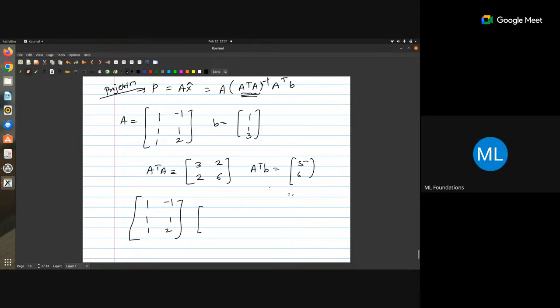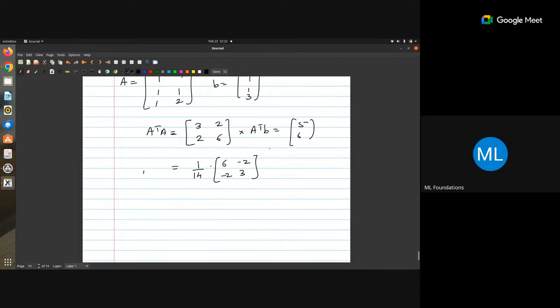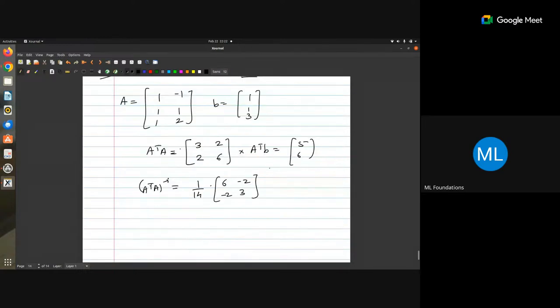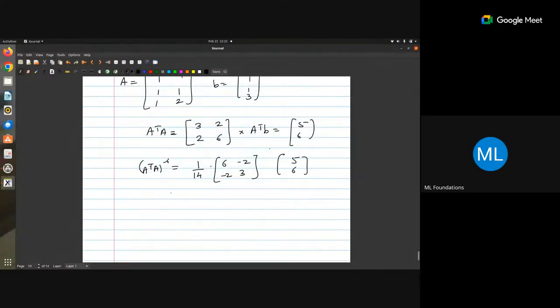So I'm just multiplying these two matrices. The first row into the first column is 15 plus 12, which is 27. Oh wait, we have to take the inverse first. Sorry. I'll do the inverse first. What is the determinant of it? 18 minus 4, 14. So 1/14, right? Times 6, -2, -2, 3. This is (A transpose A) inverse. And then I have to multiply with 5, 6 to get A transpose b. So it is 1/14.